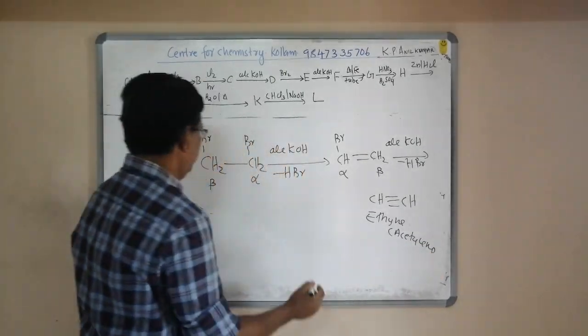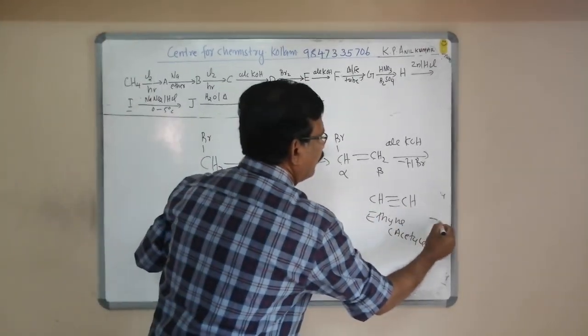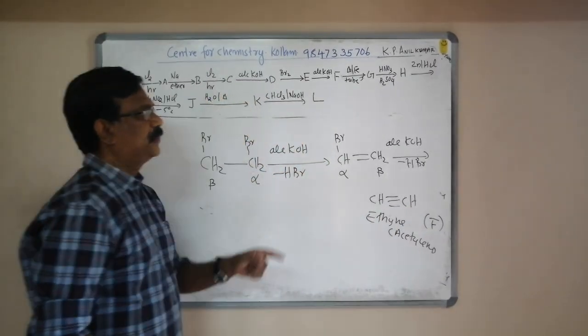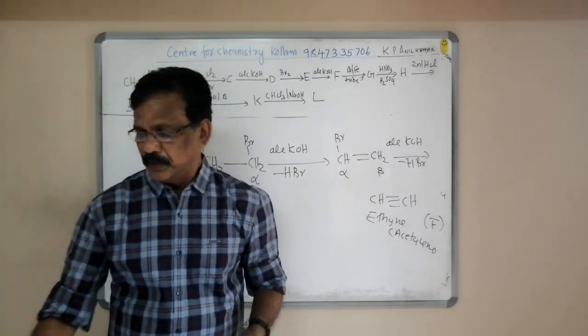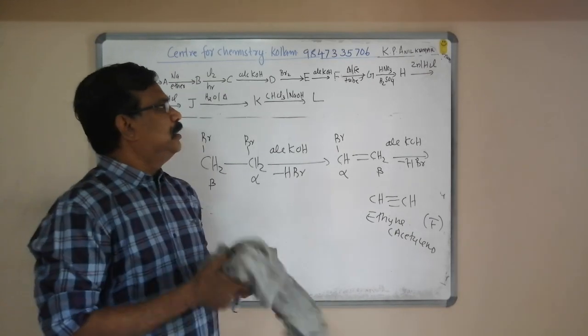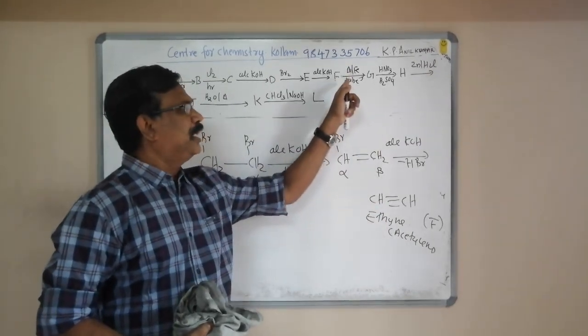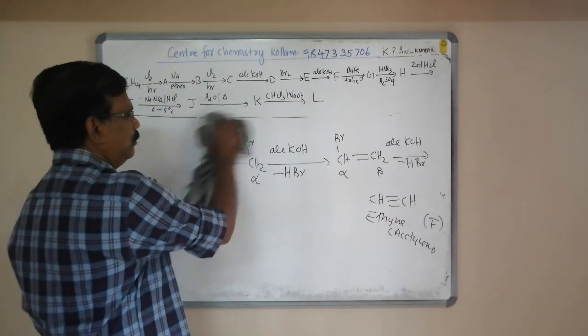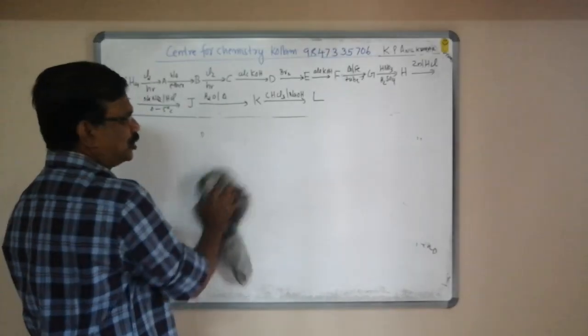So E to F. This is F, acetylene. Okay. Then F to G: this acetylene gas is passed through a red hot iron tube. A polymerization reaction takes place, that is trimerization.